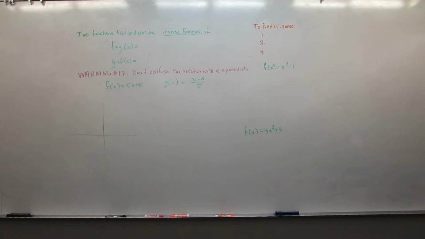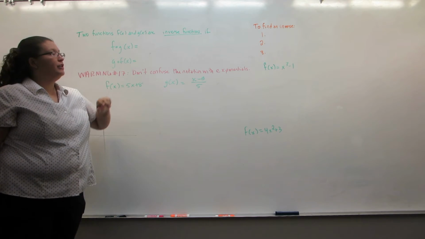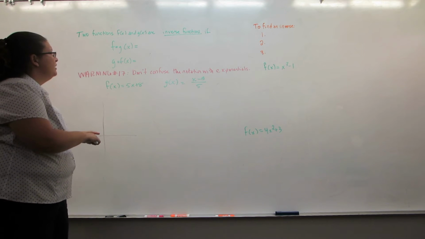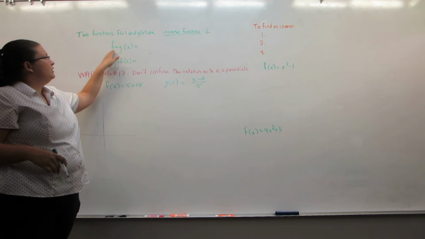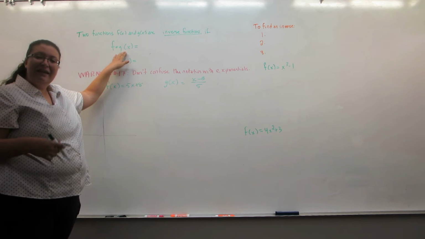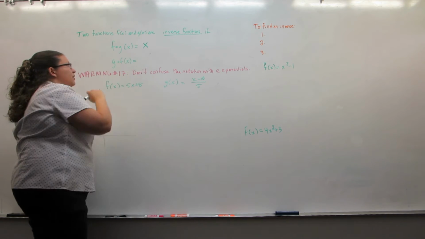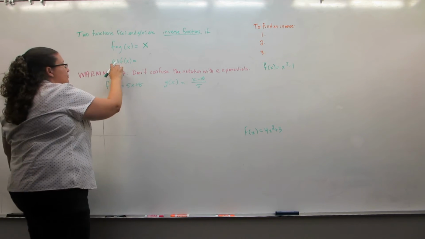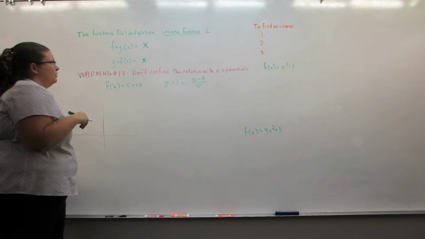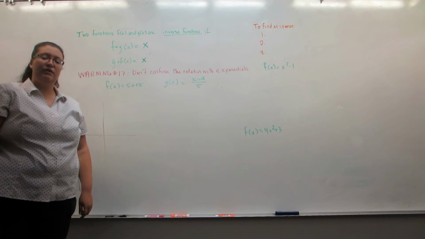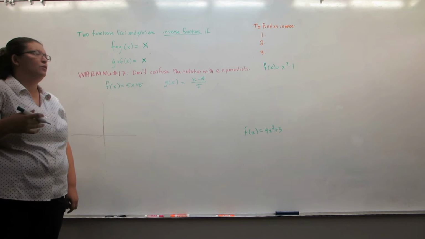Okay, we're going to talk about a special class of functions called inverse functions. Two functions, f and g, are inverse functions if, when I compose them, f composed with g, it's like they cancel each other out. So with the thing I got in, x is the thing I get out. And I must be able to do it in either direction. So f composed with g of x equals x, g composed with f of x equals x.